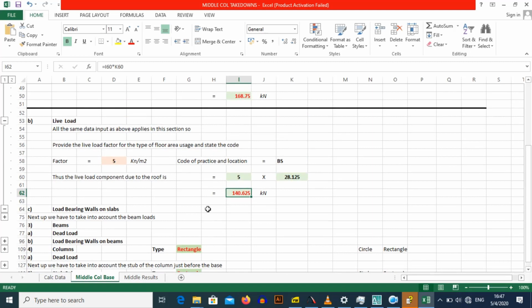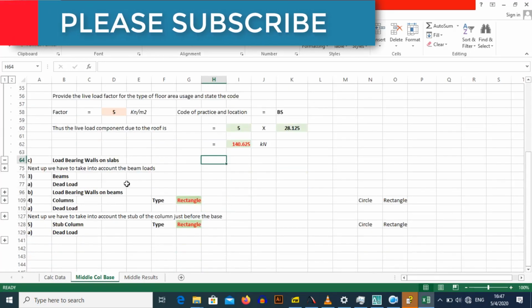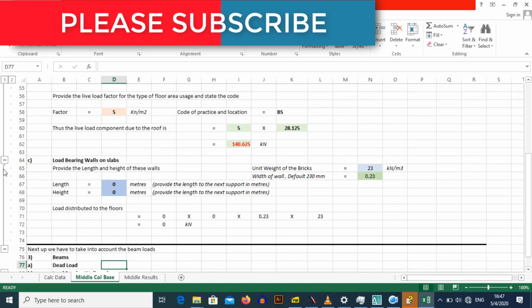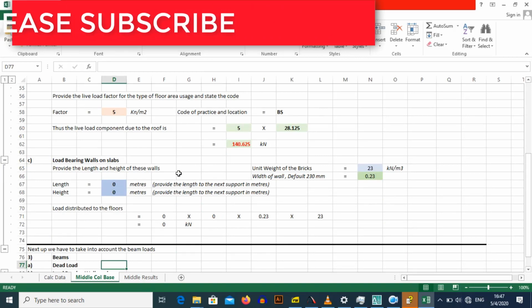Because Africans tend to put different uses to the building, we don't want our building designed as a classroom to be later on used as a gym or as a church, and then it falls like it did in Nigeria. We don't want that. So the next thing that we're going to do is load bearing walls on slabs.